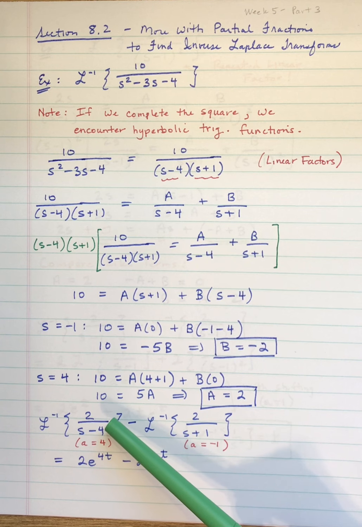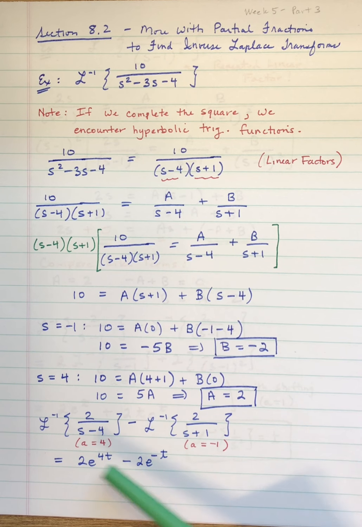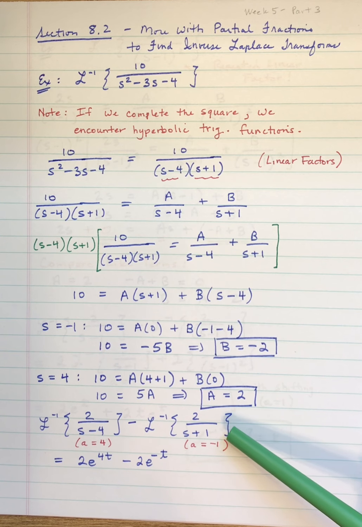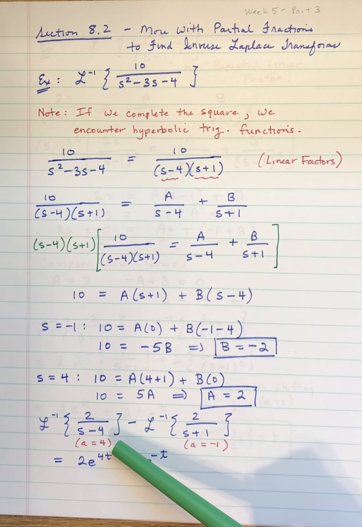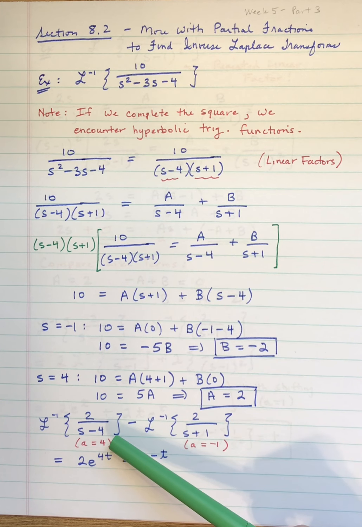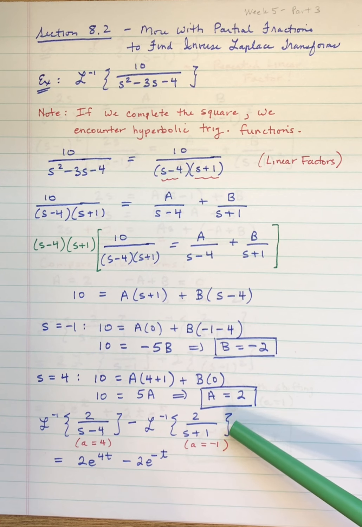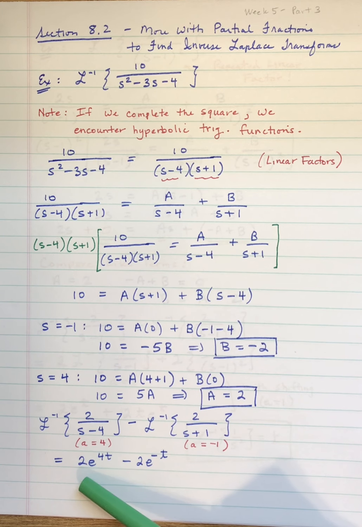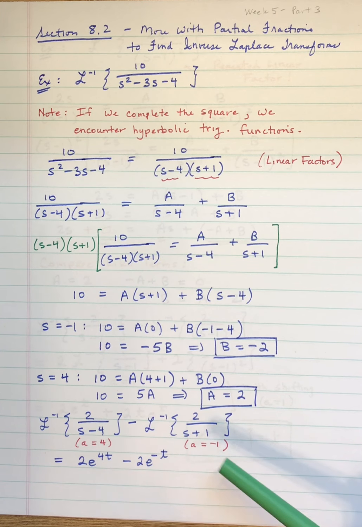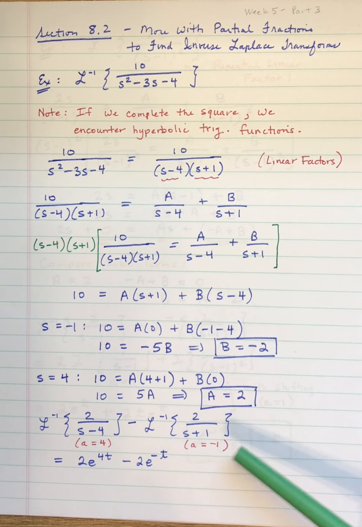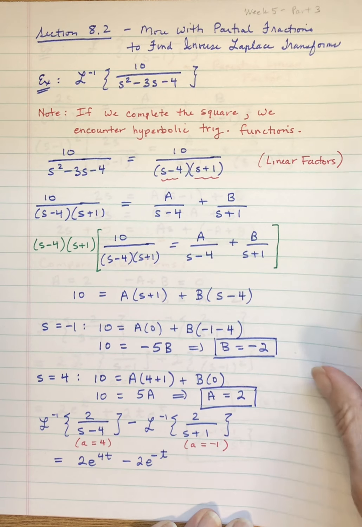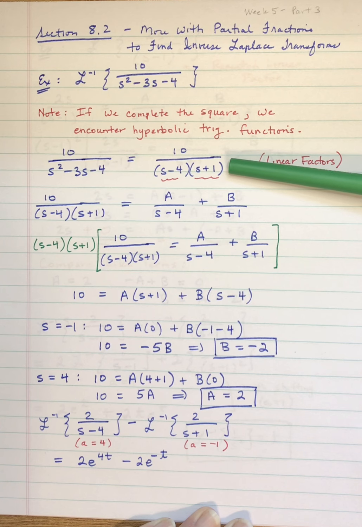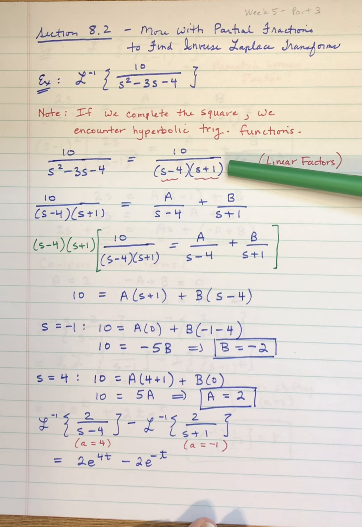We're just taking the inverse Laplace transform of 2 over s minus 4 minus the inverse Laplace transform of 2 over s plus 1. So this is like the formula 1 over s minus a, where a is 4. This one is like 1 over s minus a, where our a would be negative 1. So this is just 2 times e to the 4t, because a is 4. We have a minus 2, and times e to the at, where a is negative 1. So if you can factor that denominator, do that, and you'll have the two linear factors.